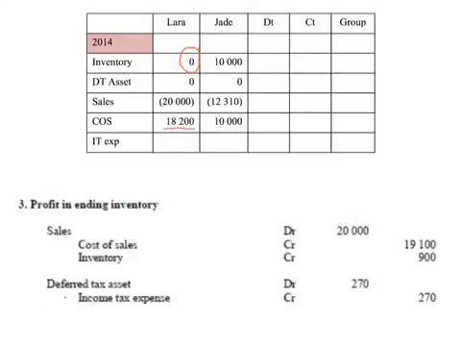$18,200. Jade would have recorded a purchase of inventory for $20,000, but because half of the inventory was sold, they sit with a balance of $10,000 in closing inventory, as well as $10,000 transferred to cost of sales to record that selling of half of their inventory to an external party. And the sales that they've recorded on that transaction was $12,310.